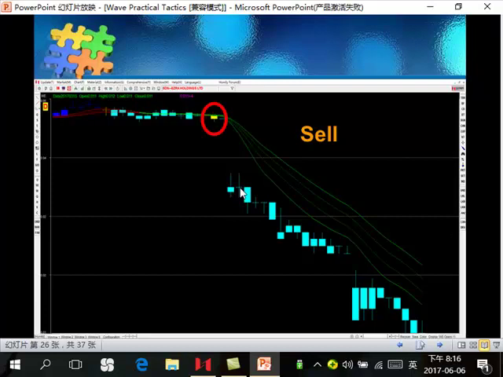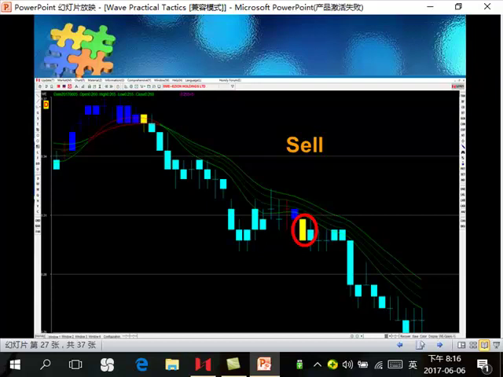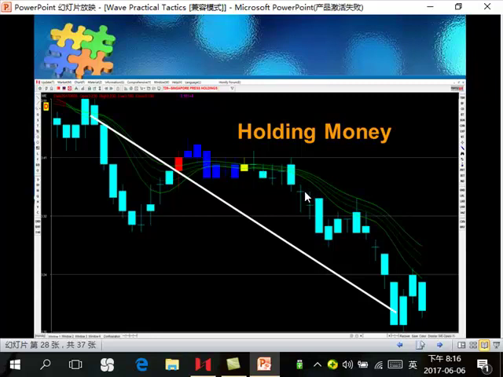Then we can see this one. Here, decrease your position. Here, sell or not? Sell out, because the green band and the yellow candlestick, you should sell out your stocks. So here, if you see the green band and the green light blue candlestick, hold your money. Keep your money. No need to buy any stock.